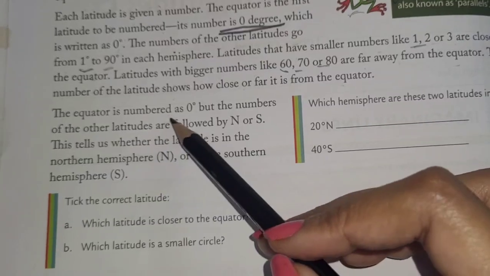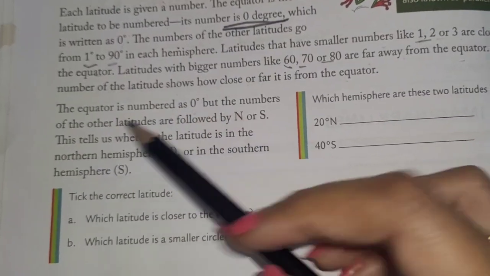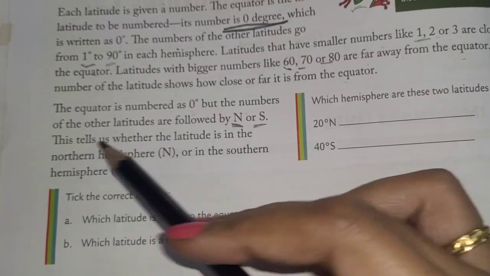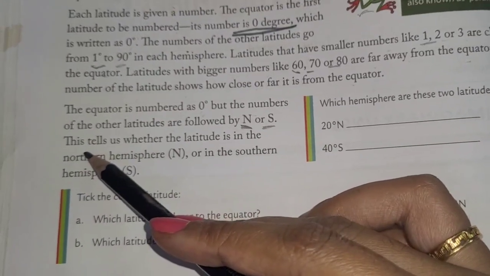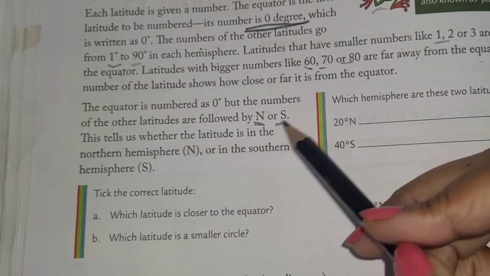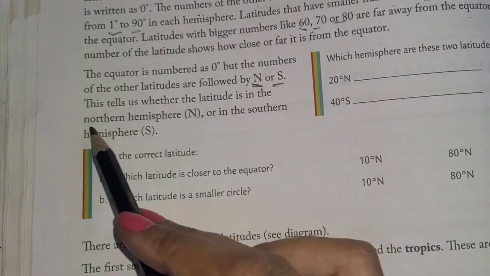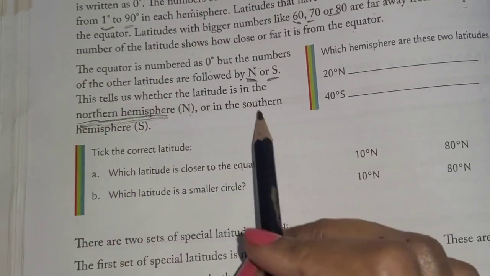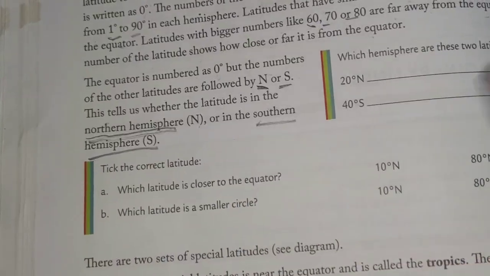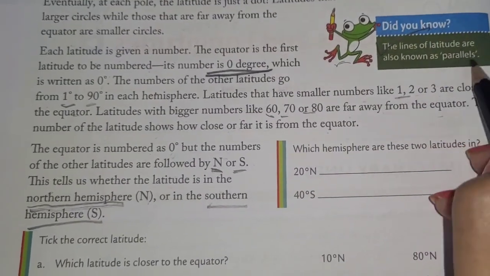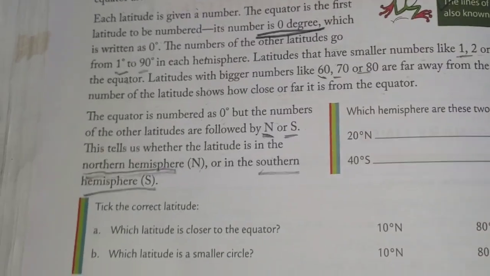The equator is numbered as 0 degree, but the numbers of the other latitudes are followed by N or S. যদিও 0 ডিগ্রি ইকুয়েটরটা হলো বাদ বাকিটা N বা S দিয়ে ডিনোট করা হয়. This tells us whether the latitude is in the northern hemisphere, মানে N হবে, or the southern hemisphere, তাহলে S হবে. The lines of latitude are also known as parallels. এটাকে parallels বলেও ডাকা হয়.